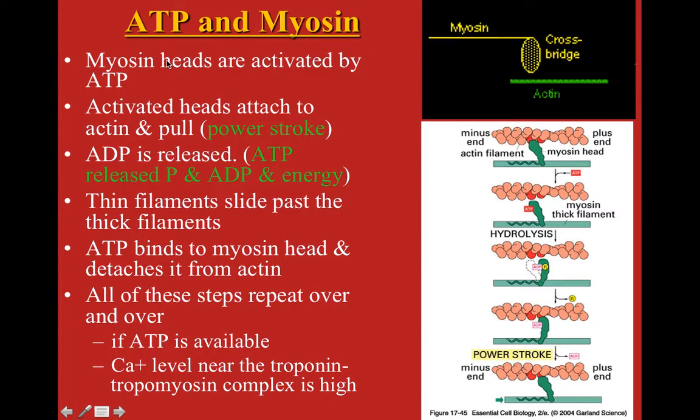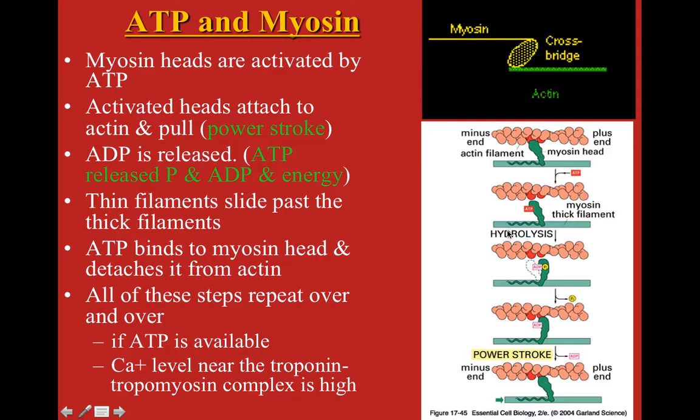Alrighty, so ATP and myosin. We already know ATP is adenosine triphosphate, and myosin is that protein that makes up the thick filaments of the muscle fibers. And also, it's the myosin and actin repeated pattern that gives muscles their striations, the stripes that we see in the microscope of muscles. Alrighty, so myosin heads, they're activated by ATP, right? We know that. We talked about that already.